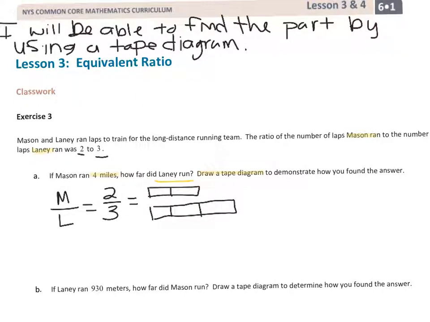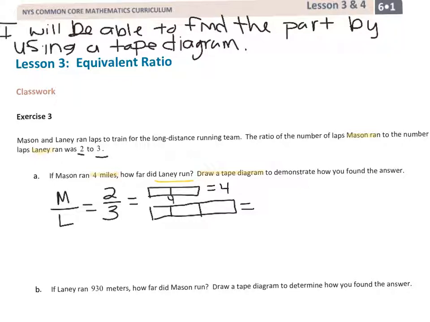It says Mason ran 4 miles. So Mason, which is the top tape diagram, is going to equal 4 miles. So I'm going to put equals 4 right there. We're trying to figure out how much Lanny ran. So Lanny is this bottom diagram. We need to figure that out using this tape diagram. So if Mason is 4, then in each of those boxes, we have to figure out what goes in each of those boxes. And if there's 2 of them, then we're going to do 4 divided by 2.